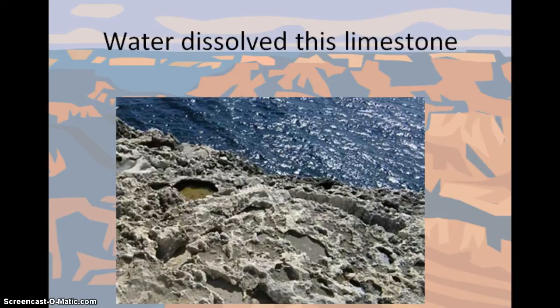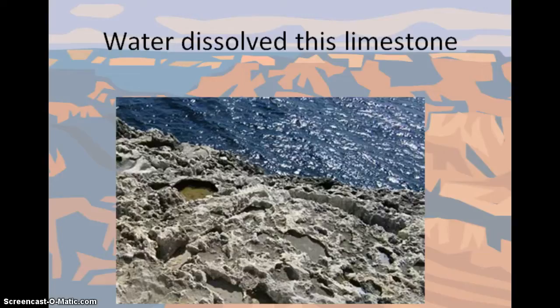Water has dissolved this limestone. It looks like there's holes, and that's because the water has reacted with this limestone and is actually breaking it down. So it's changed the surface. So again, chemical weathering is when the surface is totally changed. It turns into something totally different.